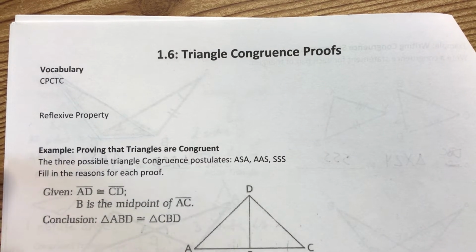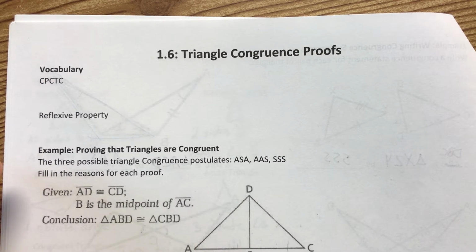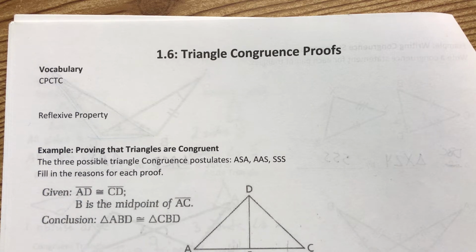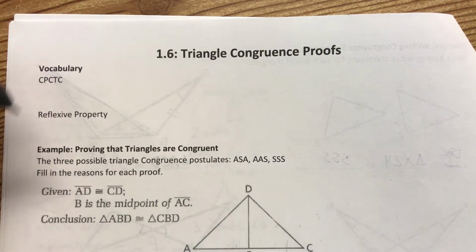Hello everybody. Today we are going to look at the last section of notes for Unit 1, and this is about triangle congruence. So this combines the 1.4 ideas about proofs with the 1.5 ideas about congruent triangles, and now we're going to prove that two triangles are congruent. But first we need to explain some vocab.